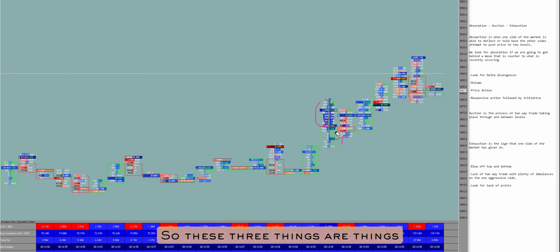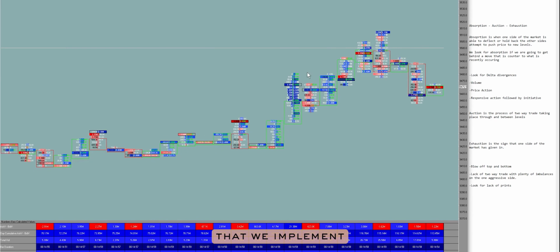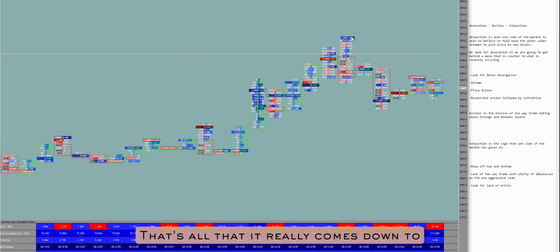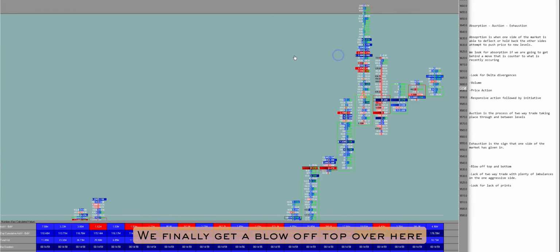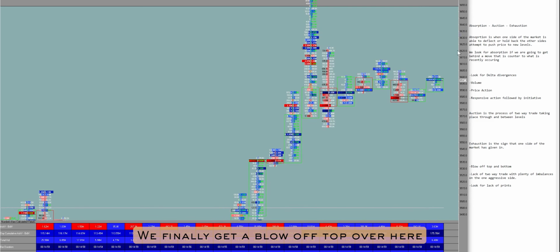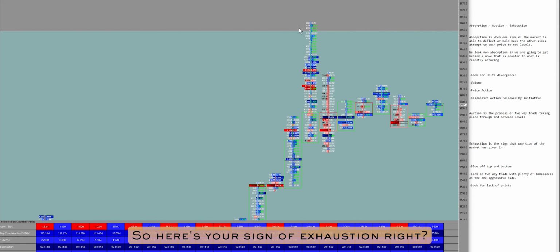All right, so these three things are things that we're constantly going to be looking for and trying to use within all of the strategies that we implement. All right, that's all that it really comes down to. This is not some magic trading method. Okay, we finally get a blow off top over here. So here's your sign of exhaustion, right? This is the exhaustive period.